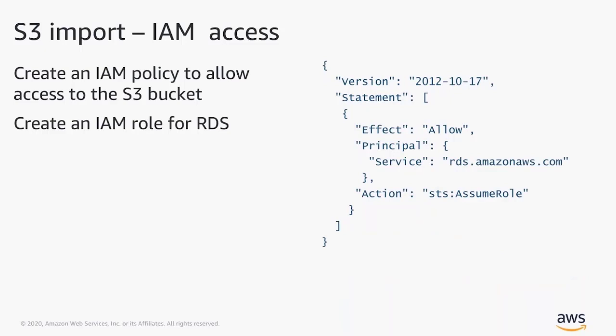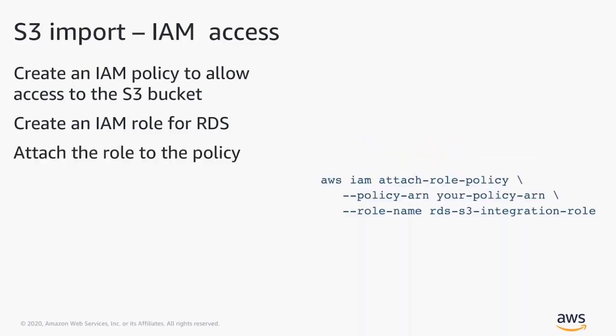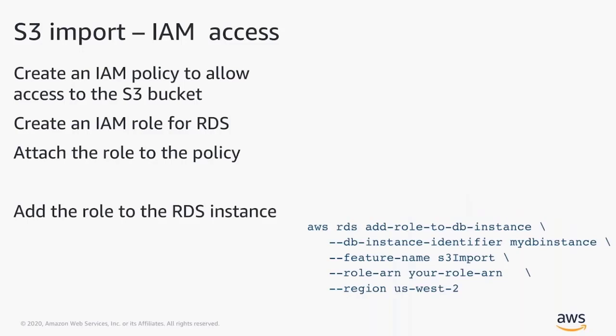And we'll then create an IAM role for RDS to allow the RDS instance to use IAM. Then we'll attach the role to the policy. And then finally, we'll connect that role to the RDS instance. Now, again, if you're doing this in production, this is how you want to set it up.